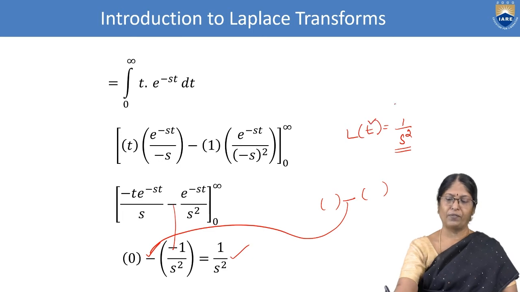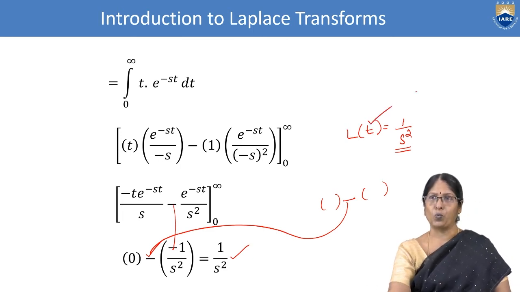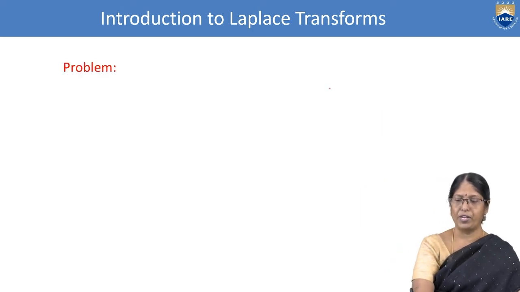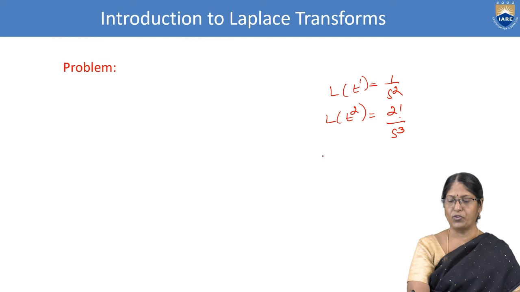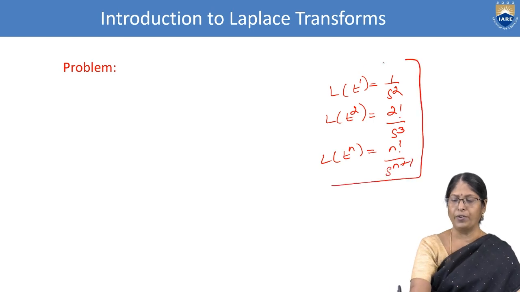This is a very elementary function, t power 1. While solving problems, if it comes, we can write it straight away as 1 by s square. So in the previous problem, L of t power 1, we got 1 by s square. If you continue the same procedure, L of t square we will get as 2 factorial by s cube. Generally, L of t power n equals n factorial by s power n plus 1.